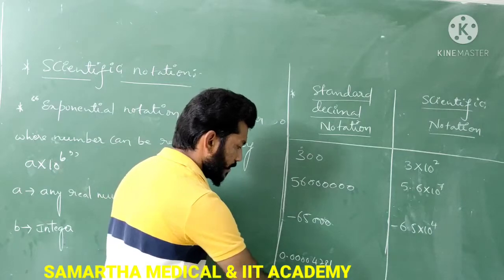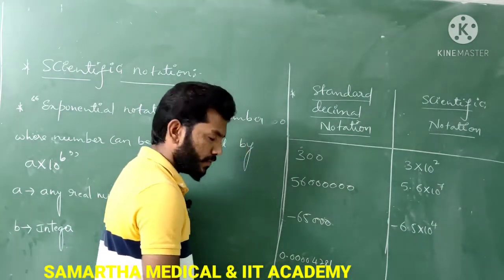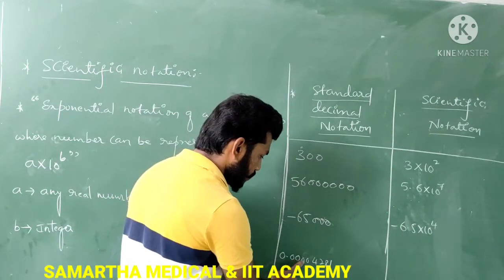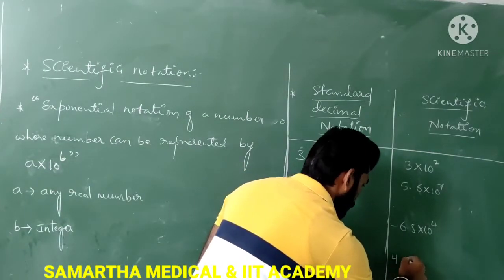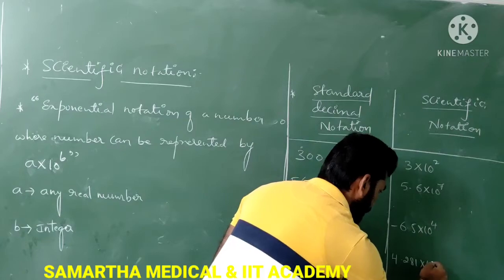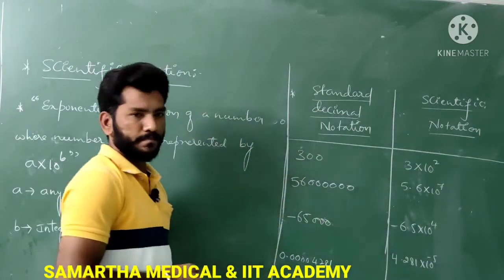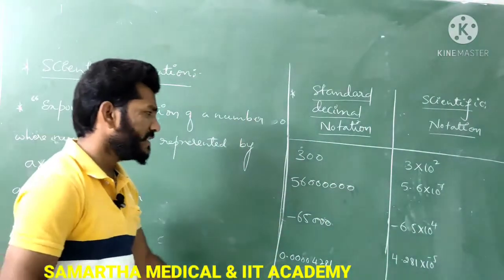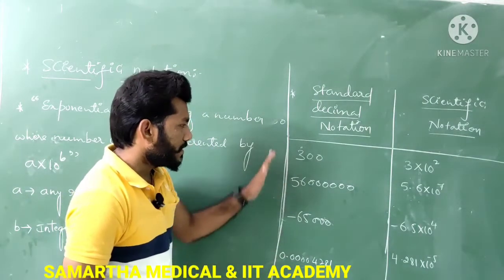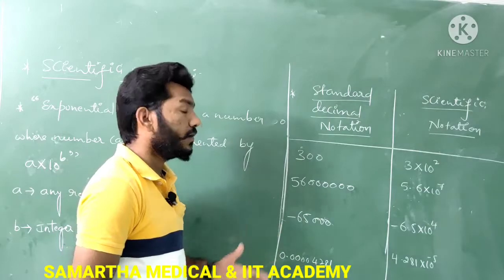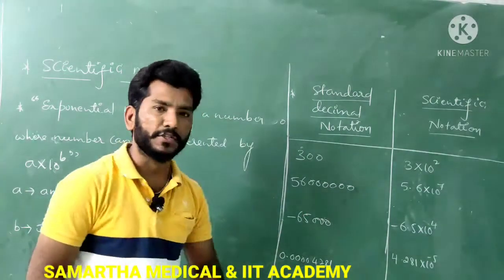We just have to shift the decimal point here. 1, 2, 3, 4, 5. So 4.281 into 10 raised to 9. This is a very simple concept. You guys already know that. So this is the thing, guys. This is the role of scientific notation.